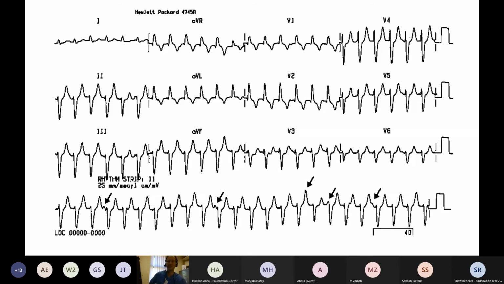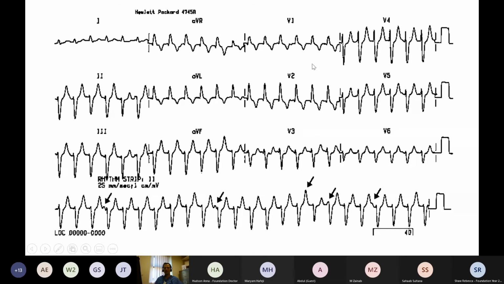So is this an SVT with bundle branch block, typical left or right, or is it a VT? Thank you for asking for that clarification, Rebecca.